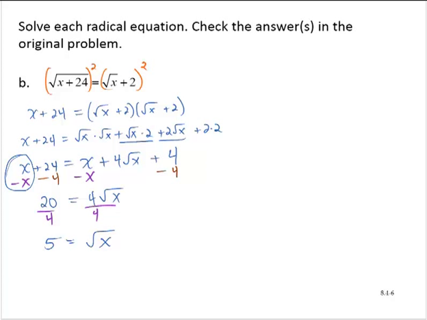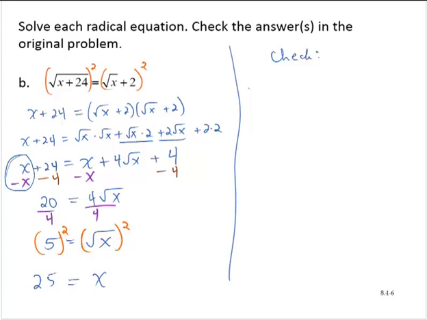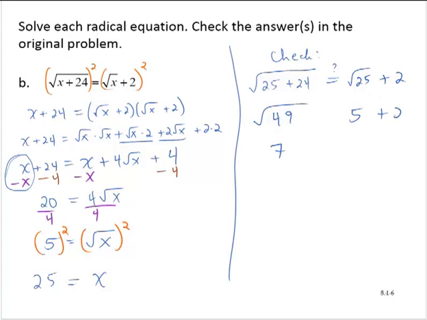And now I can square both sides again, which yields that x is 25. All right, let's check our work. Is the square root of 25 plus 24 equal to the square root of 25 plus 2? Left-hand side, 25 plus 24 is 49, and the square root of 49 is 7. Right-hand side, the square root of 25 is 5, and 5 plus 2 is 7. That checks out, and I'm confident in the solution.